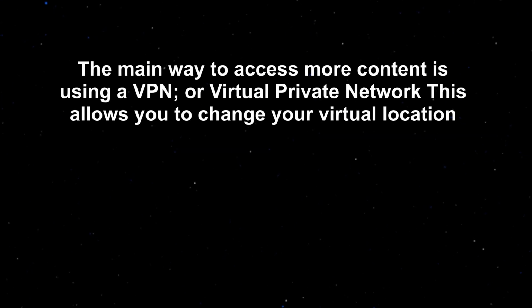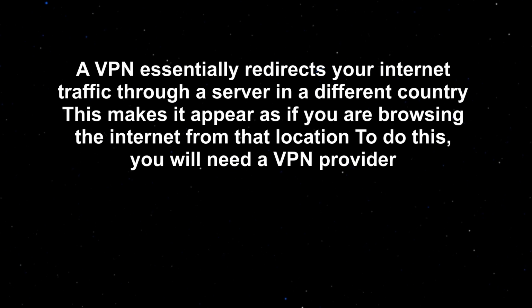The main way to access more content is using a VPN or virtual private network. This allows you to change your virtual location. A VPN essentially redirects your internet traffic through a server in a different country. This makes it appear as if you are browsing the internet from that location. To do this, you will need a VPN provider.